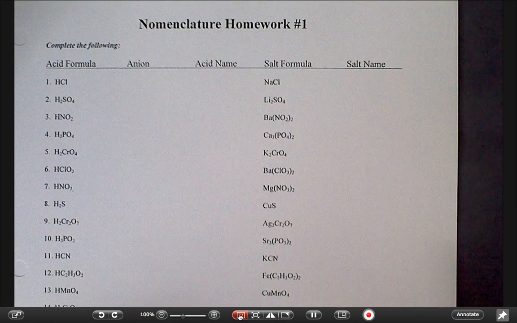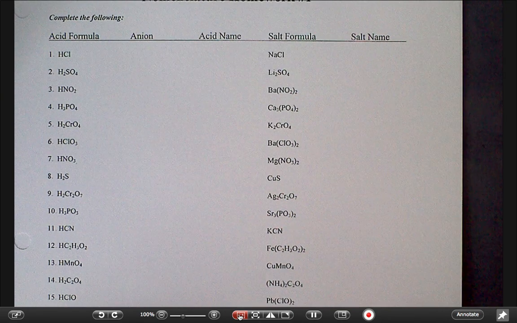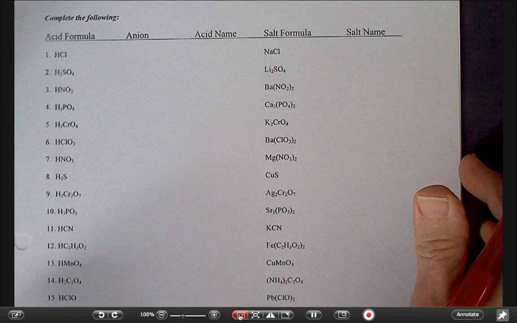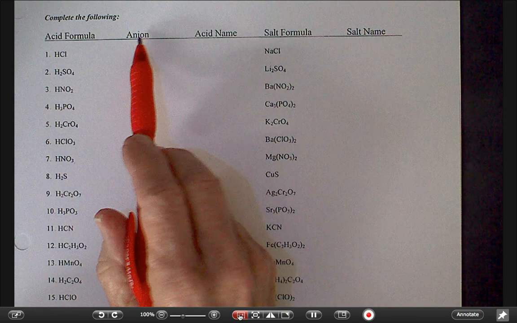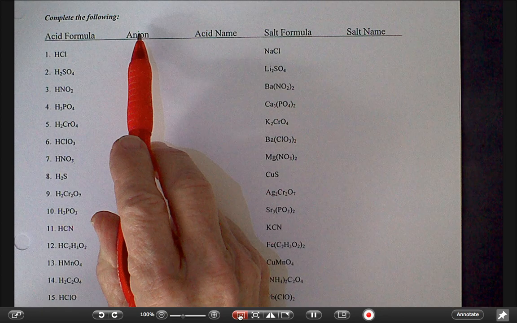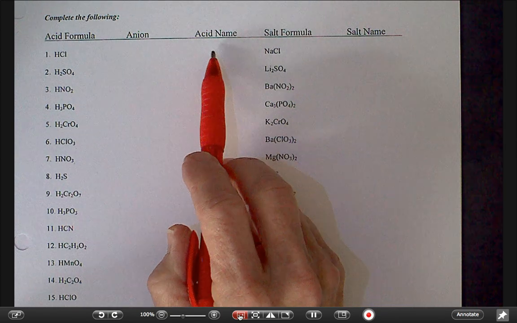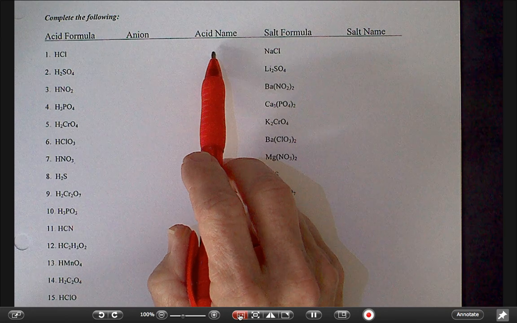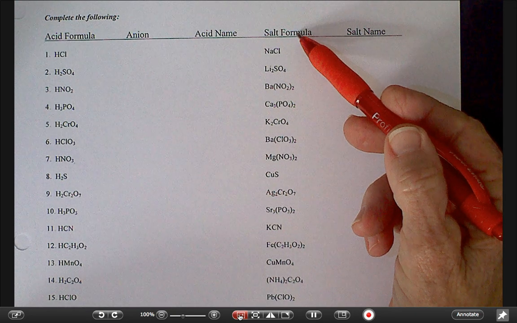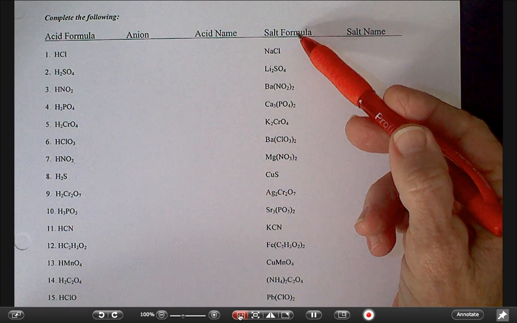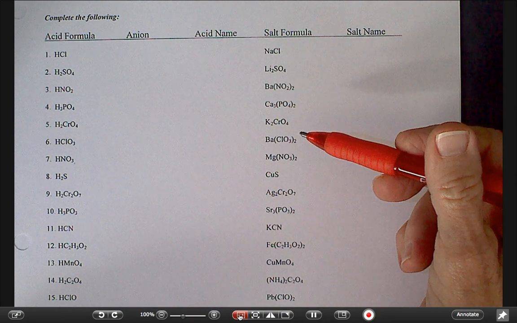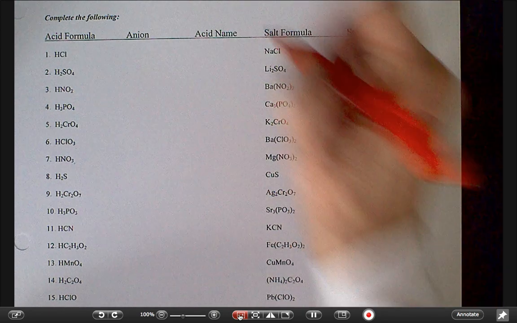Alright, kids. Whatever you're doing, we're gonna stop just a second and look up here. What you're given here is the acid formula. Right here, they want you to name, not the formula, but name the anion. Then, name the acid. Over on this column is basically what we call salts. They are ionic compounds, metal plus a non-metal anion. Does everybody understand that? What are salts?